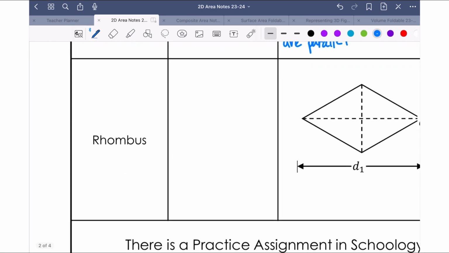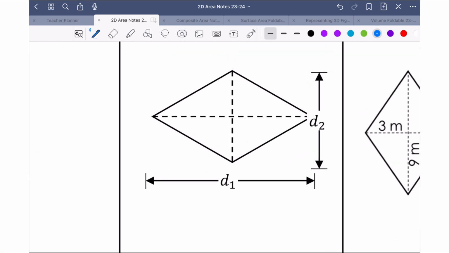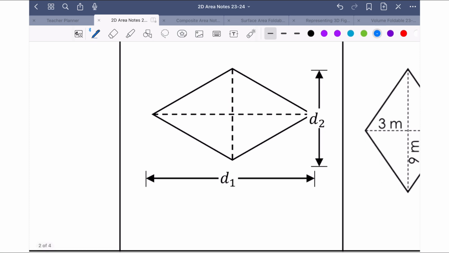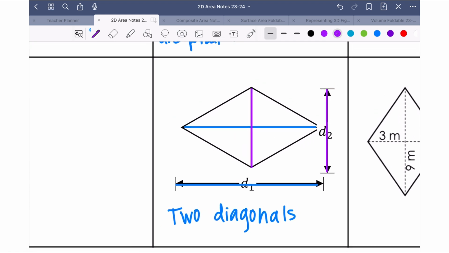Now let's do a rhombus. For a rhombus, we don't have bases. We actually have something called diagonals. So these are two diagonals. And basically that is the length inside the rhombus. So one diagonal goes this way, and that is one length here at the bottom. Okay, and then the other diagonal goes the other way. And it's just the length of that inside portion.